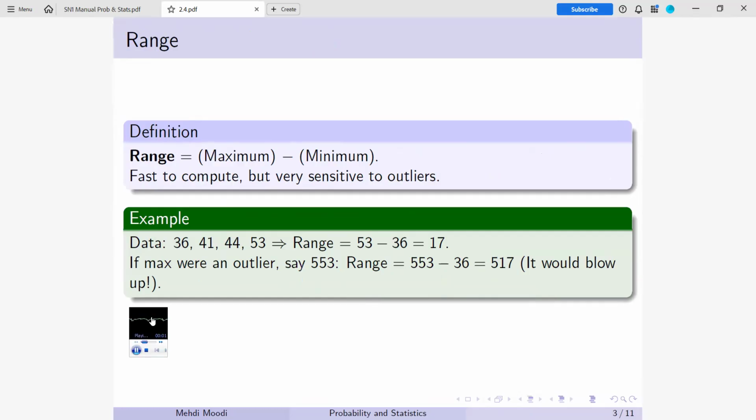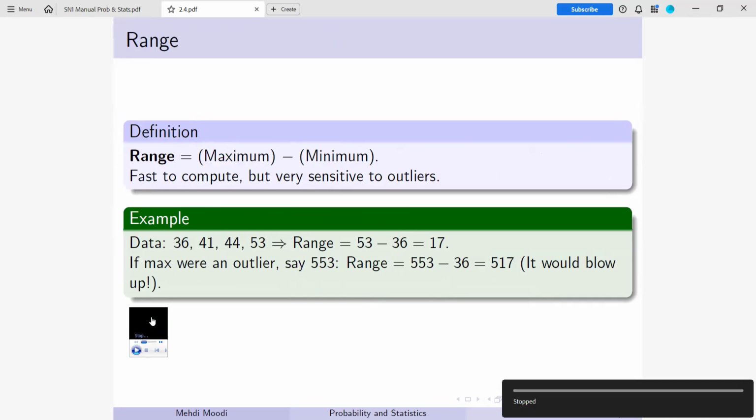Range is like measuring variation in heights by just looking at the tallest and shortest individuals. Quick and easy, but it ignores everyone else in between, and one giant or one hobbit can make the whole class look unusual.